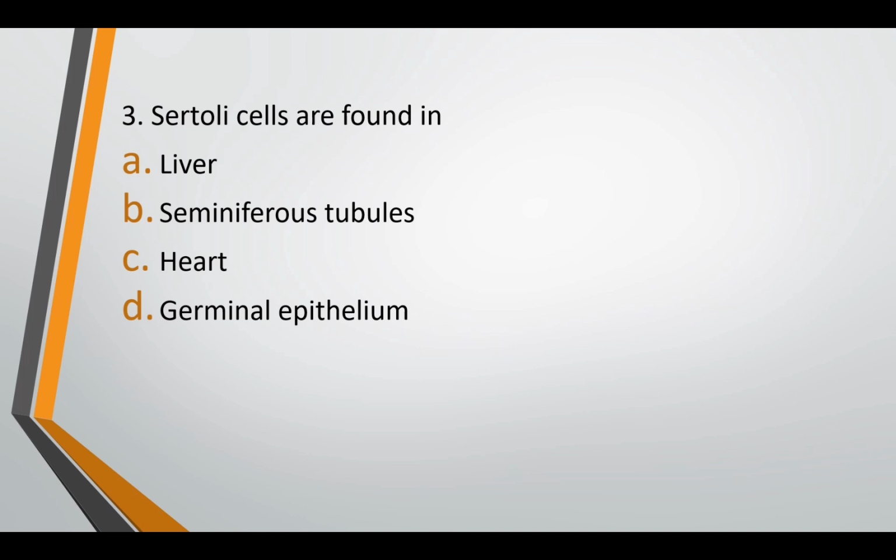Question 3. Sertoli cells are found in option A. Liver, option B. Seminiferous tubules, option C. Heart, or option D. Germinal epithelium. Sertoli cells are found in. The correct answer is option B. Seminiferous tubules.